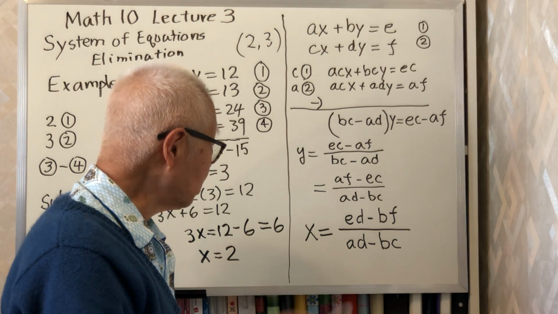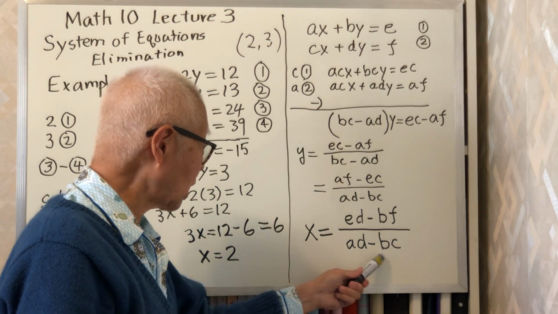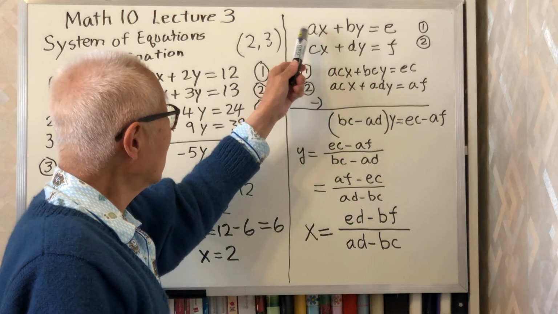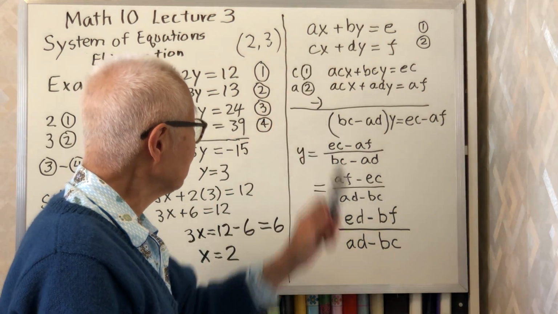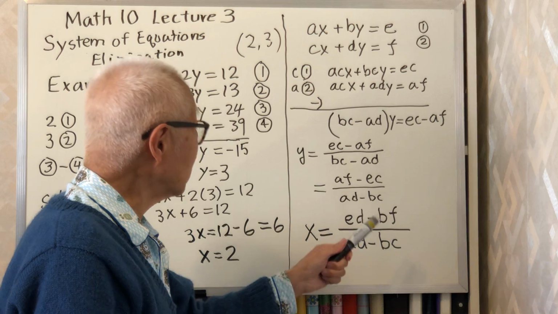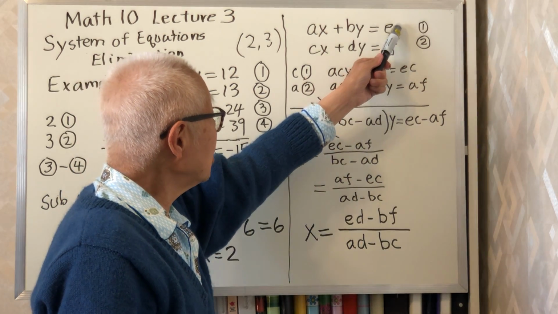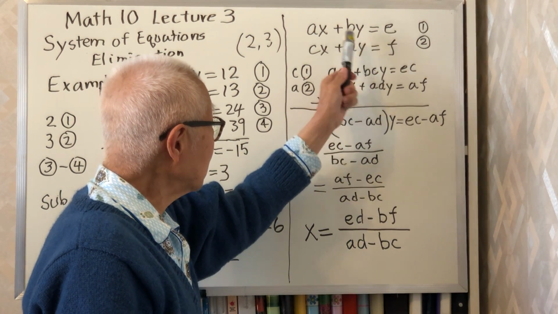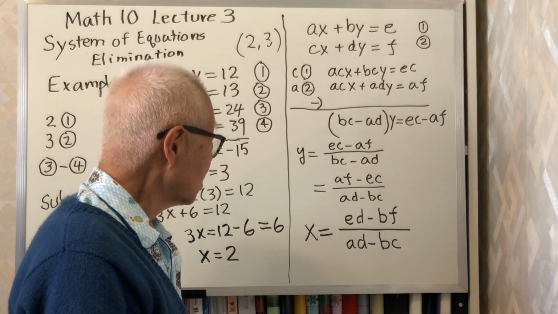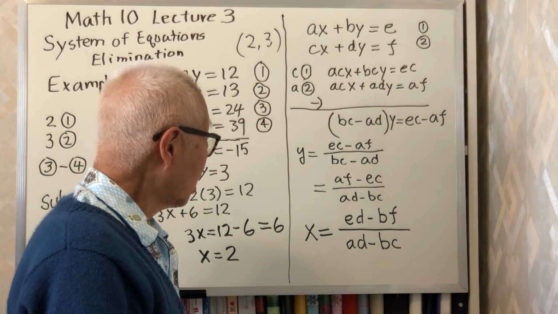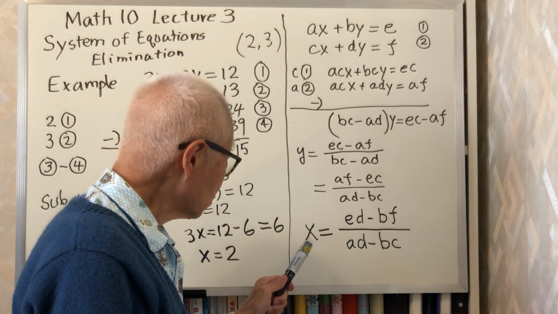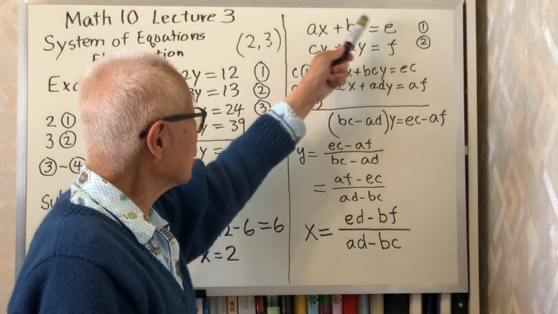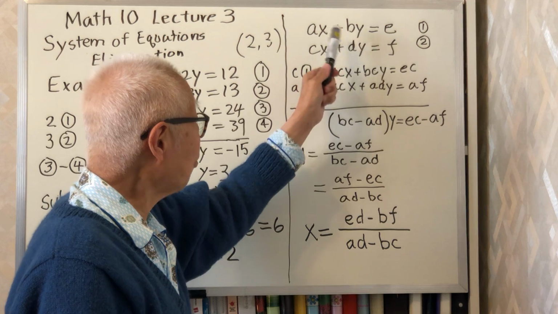Now, how do you remember this? The denominator is the same, AD minus BC. AD minus BC. But the numerator is ED minus BF. So, this is the general result for a system of equations in this form.